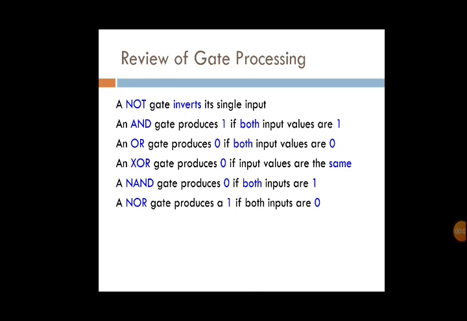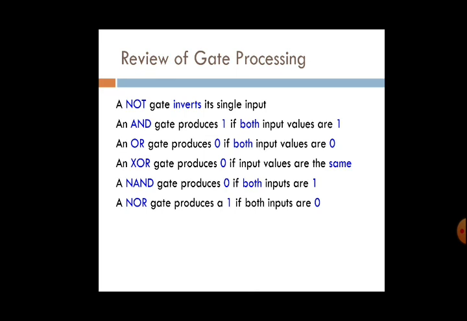Now see the whole summary of all the gates. It is the review of gate processing, one kind of summary. So first one is for NOT gate. A NOT gate inverts its input signal. It means if the input of NOT gate is 1, the output is 0. And if the input of NOT gate is 0, output is 1. It inverts the input.